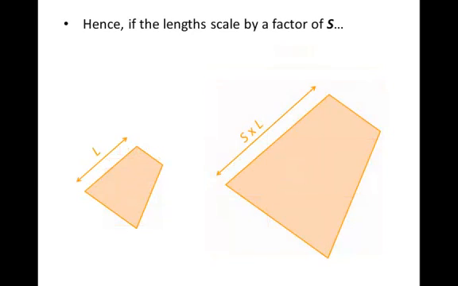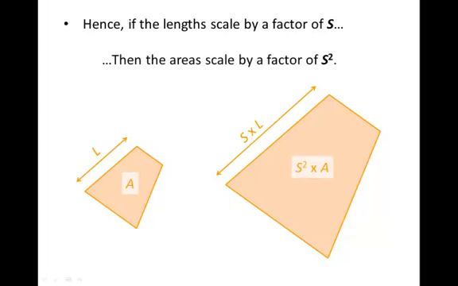So if we put these things together, we find that if the lengths scale by a factor of s, then the areas scale by s squared. So that means if we can work out the area of a small-scale object, we find the scaling factor for the large-scale object, and then multiply by that scaling factor squared.